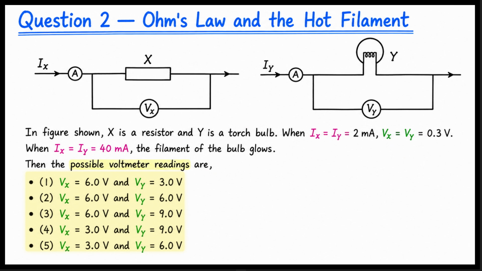The resistor X is made of resistance wire and stays at room temperature throughout. The bulb Y is a filament that, at 40 milliamps, is hot enough to glow. A hot filament means a much higher resistance than the cold filament we measured at 2 milliamps. So the same current through a hotter resistor demands a bigger voltage drop.